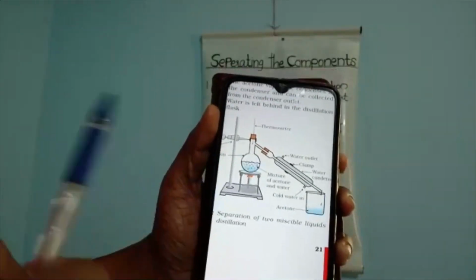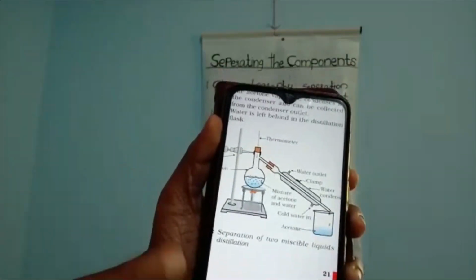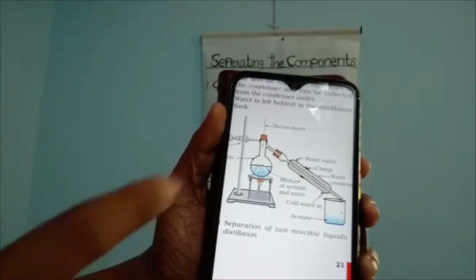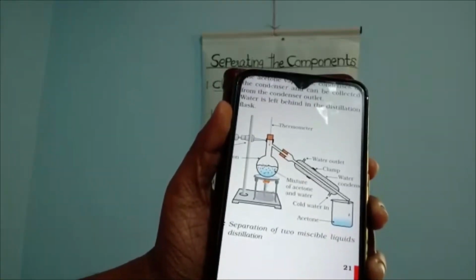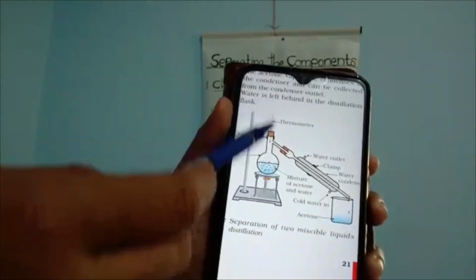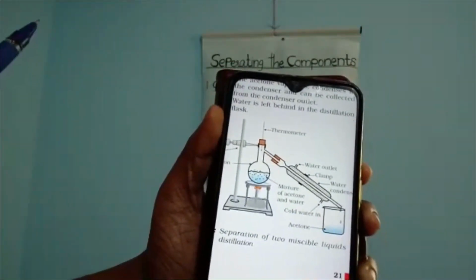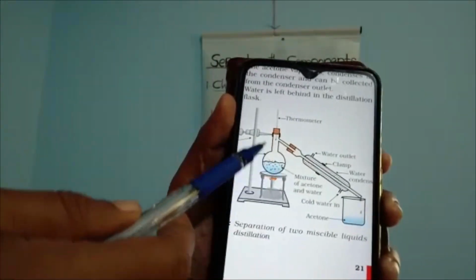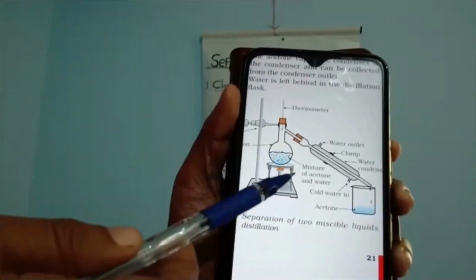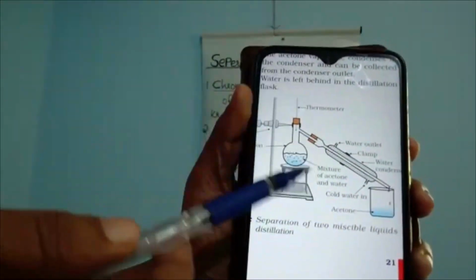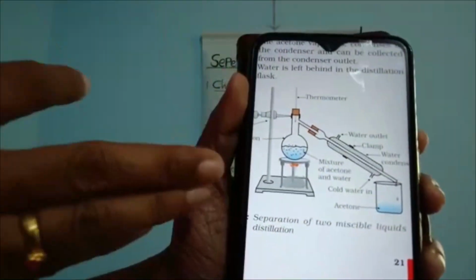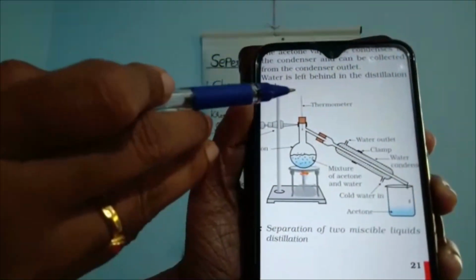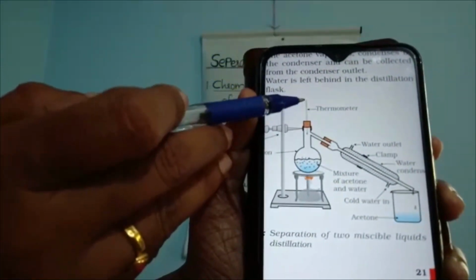Then we are giving heat energy. Here the boiling point of acetone is 56 degrees and the boiling point of water is 100 degrees Celsius. So acetone needs only a little heat energy. On the top a thermometer is connected. When we are giving heat energy, slowly the liquid state changes into gaseous state. That means it will evaporate. The gaseous particles start going upwards, and at that time the thermometer temperature will be 56 degrees.